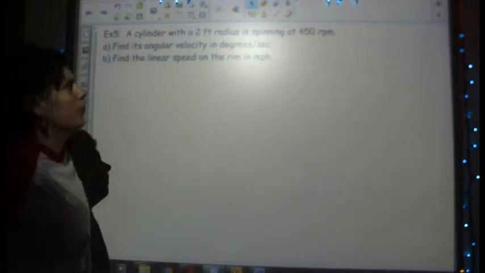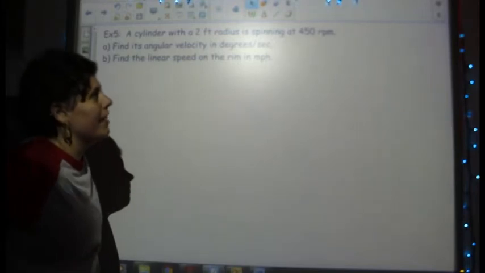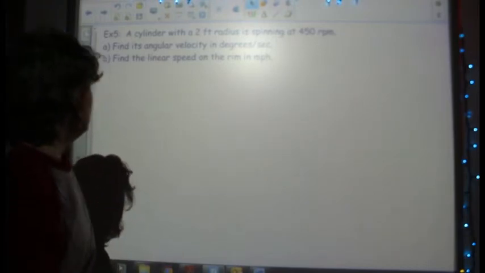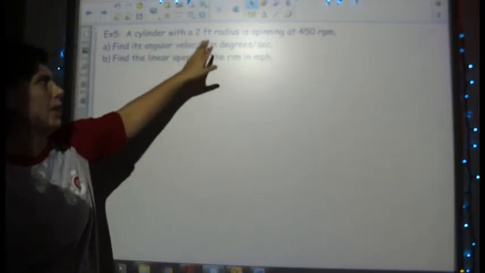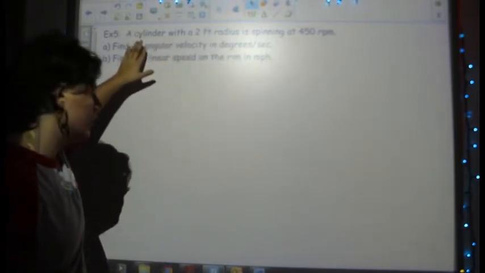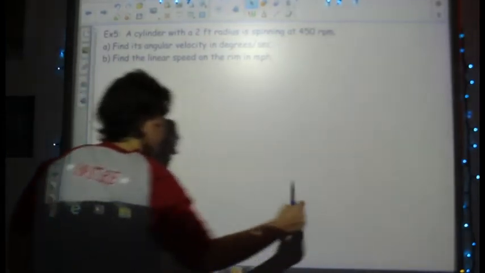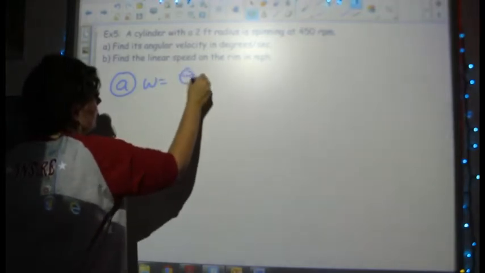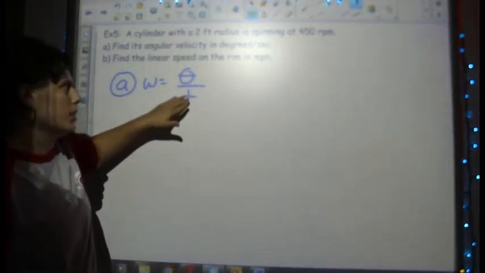All right, so example number 5, we have a cylinder with a 2-foot radius spinning at 450 RPMs. Remember, RPMs means rotations per minute or revolutions per minute. Find its angular velocity in degrees per second. So angular velocity, I know I've got a formula for that. So I go straight to W equals theta divided by T. Remember, theta is in radians and T is our time.